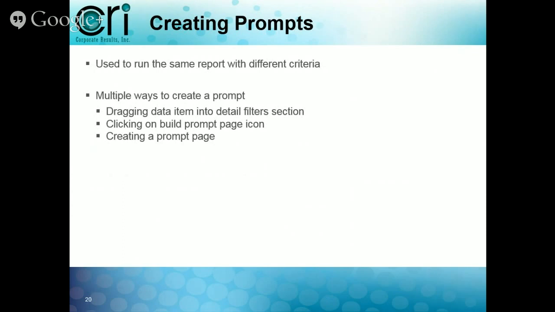So what are prompts used for? You use the same report just for different criteria, like I had mentioned before. At one point you may want to see period 3, the next month you run it, maybe you want to see period 4. You have the ability to do that on your report. Again, multiple ways of doing this. I'm not going to go through every way, but I just want to highlight the 3 ways here on the screen.